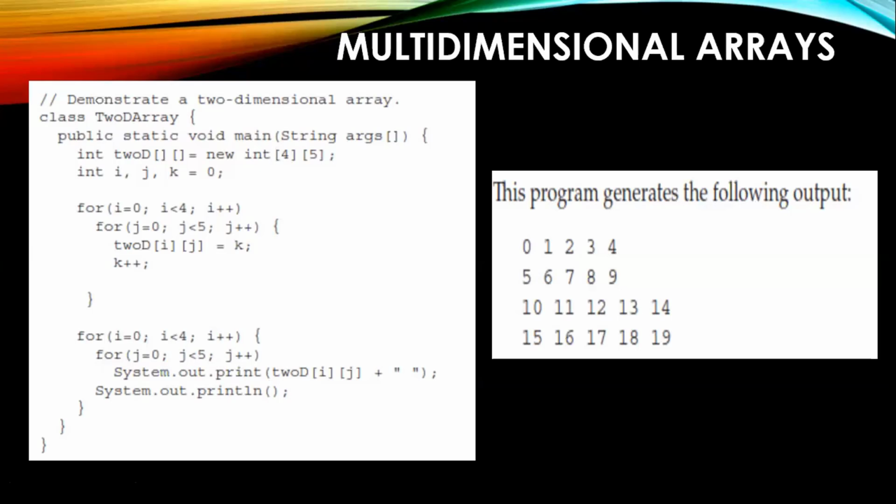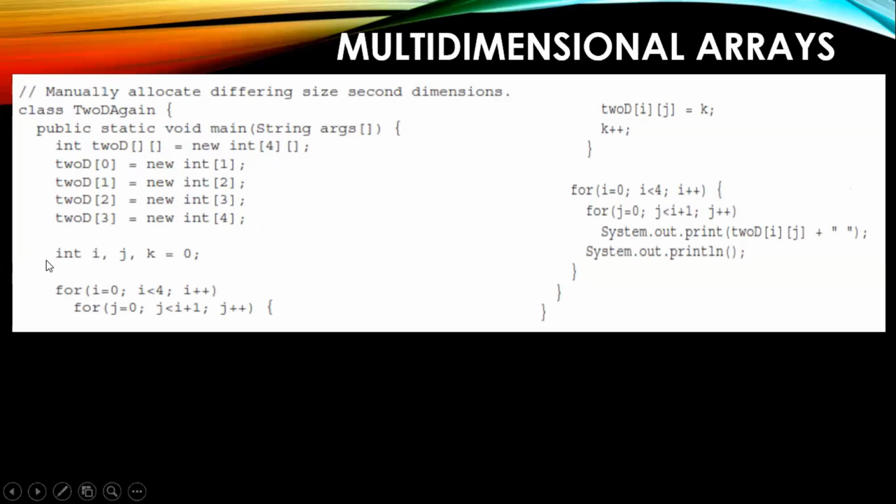So now this is not the case. How many columns do you have? If it is the 0th index, you have 1 column. If it is the first index, you have 2 columns. If it is the second index, you have 3 columns. And if it is the third index, you have 4 columns.